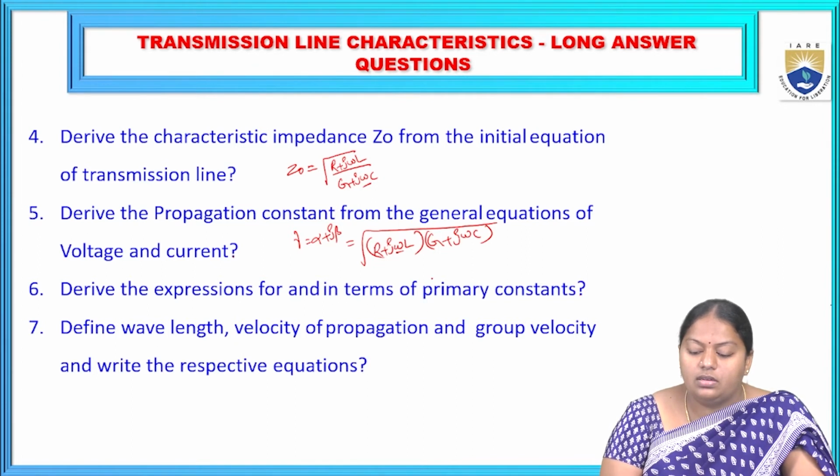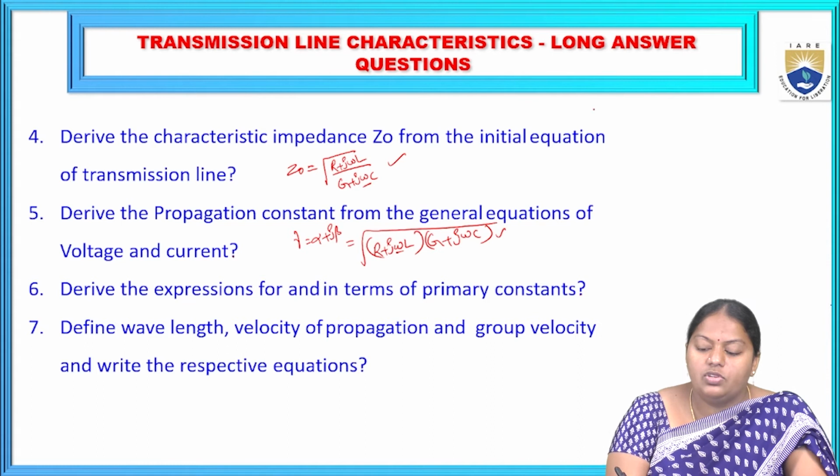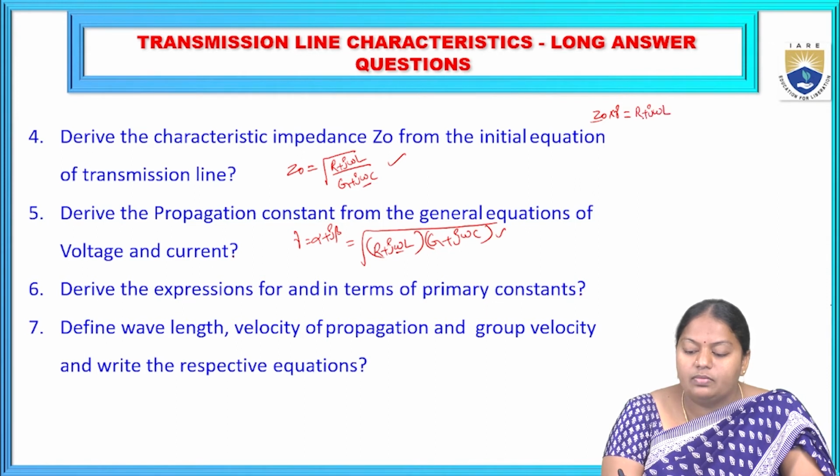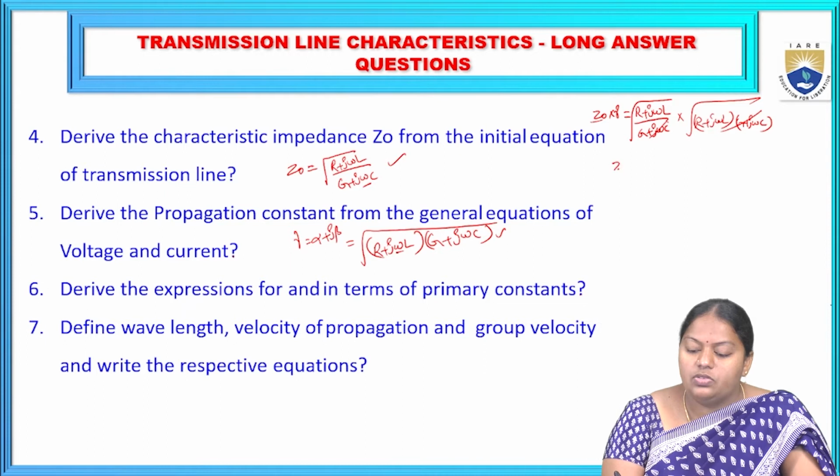As we have seen in that case, if Z0 is equal to this one and propagation constant gamma equal to this, then if we multiply Z0 into gamma, it becomes root over (R plus j omega L by G plus j omega C) into root over (R plus j omega L) into (G plus j omega C). Now, in the multiplication case, these two get cancelled. Z0 into gamma equal to R plus j omega L is the formula.